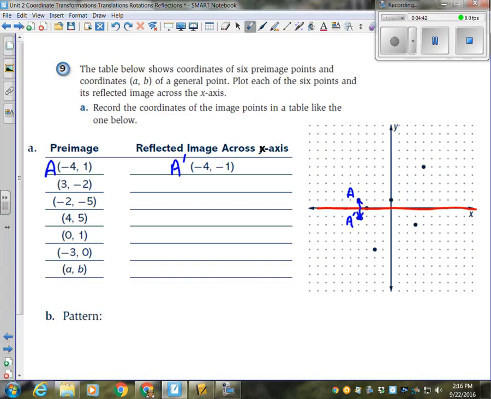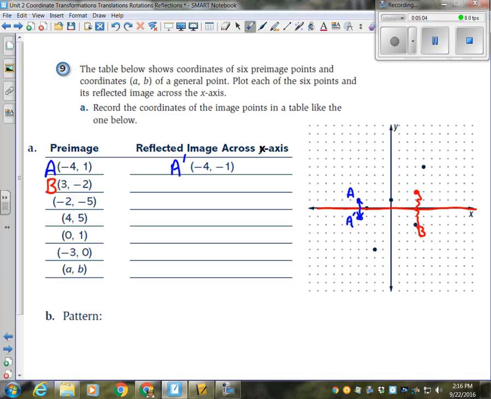All right, point B is going to be the point 3, negative 2. So I'm going to go over 3, down to negative 2. So this time my point starts below my reflecting line. So imagine if I was going to fold my paper, the point that's below the line would have a matching point above the line. So if it's 2 units below the line, then B should be what?